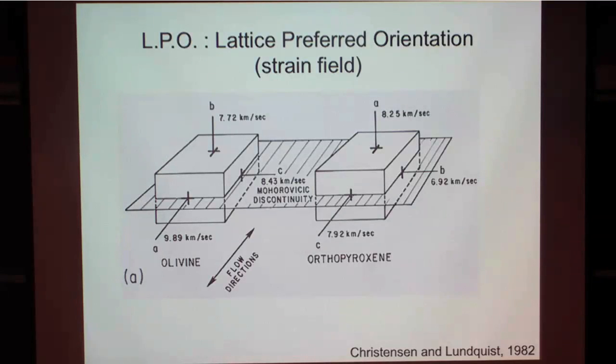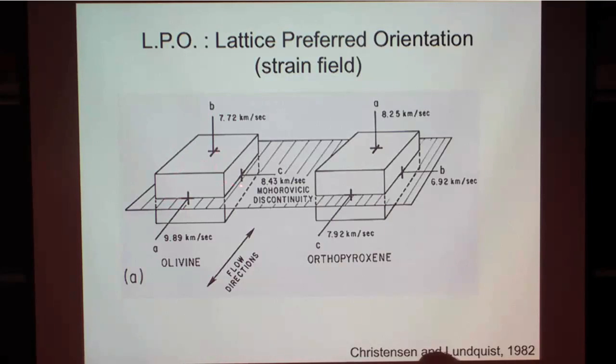Okay, so let me start with the different processes giving rise to anisotropy. Lattice preferred orientation. That's a very old figure, but it explains why seismic anisotropy can be very useful. You have here the olivine, and you have the different crystallographic axes, and you see that the fast axis is about 10 kilometers per second, which is large compared to the slow axis, only 7.7 kilometers per second. So you see that the difference in velocities is about 20%.